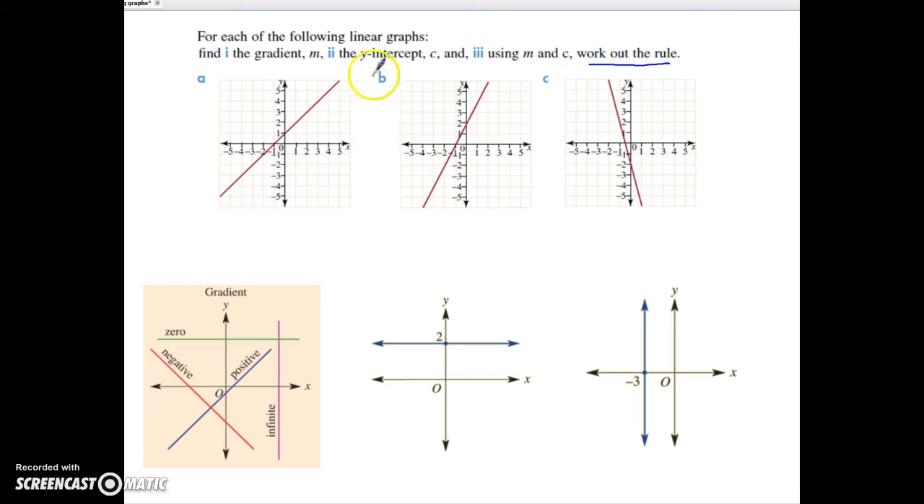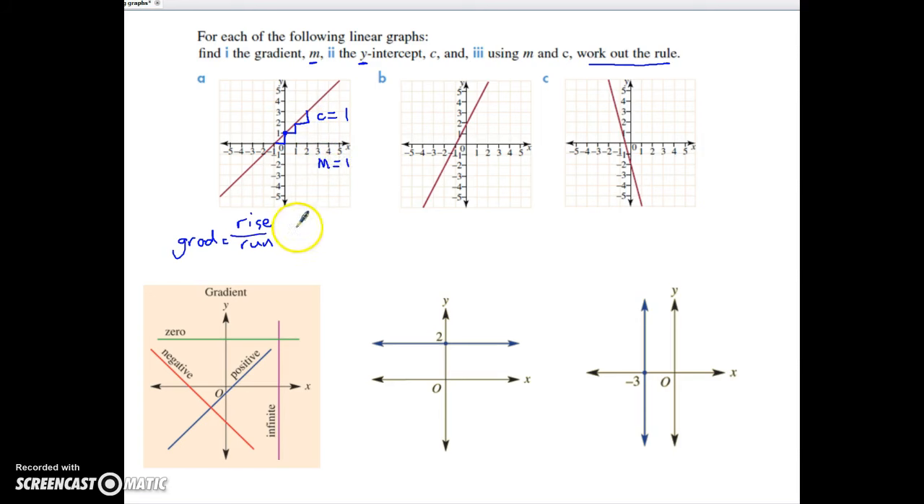So let's have a look. It says here, for each of these following, state the gradient, the y-intercept, and then work out the rule. So for this, we need to know, first of all, we know our y-intercept, our c is 1. c is always the y-intercept. For the gradient, we need to know how to find the gradient. If you remember, gradient is rise over run. So how far up are you going? How far across? For every one step across, I'm going up 1. So in this case, my gradient is also 1.